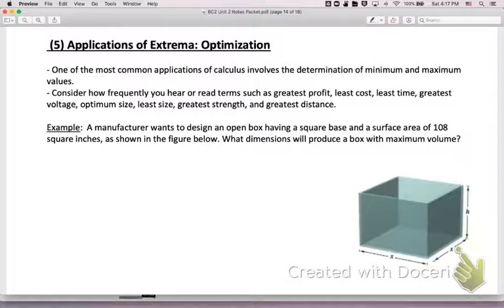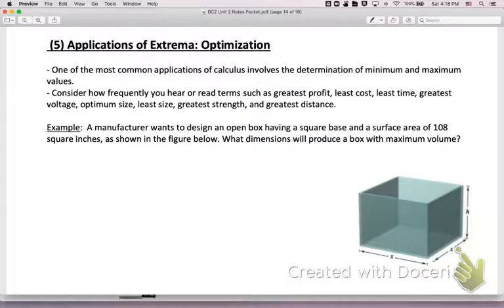A manufacturer wants to design an open box having a square base and a surface area of 108 square inches, as shown in the figure below. What dimensions will produce a box with the maximum volume? Now, why may you want to do that? You may have one sheet of cardboard, so you have a finite amount of surface area, but you want to make sure that you create a box that has the most possible volume to fit the most possible things.